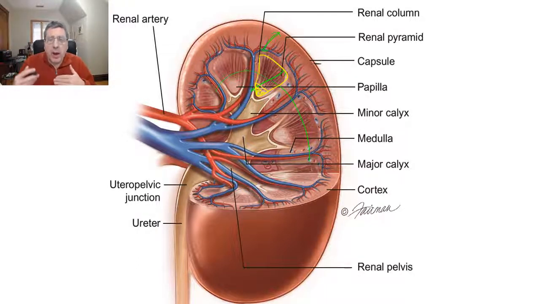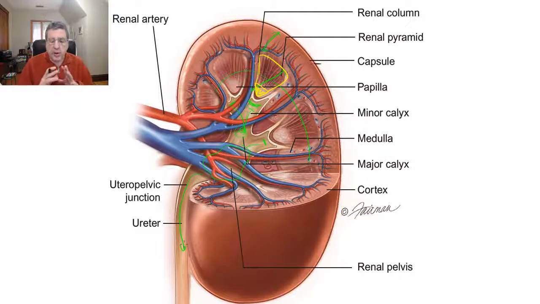Okay, and from the renal papilla, let me go back to the green, then we get into the minor calyces in this area. Minor calyces, so we have one here, one here, one here. Those join together to form major calyces. The major calyces join together to form the renal pelvis. And then the renal pelvis drains into the ureter, and then the ureter leads to the bladder, and then out.